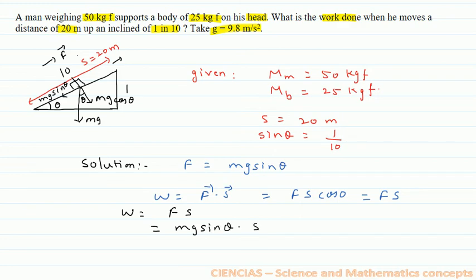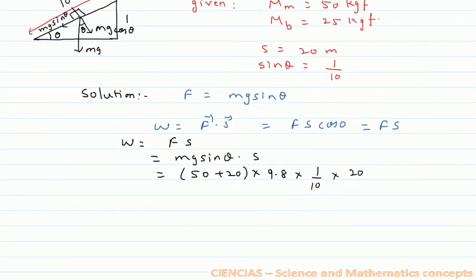into displacement s. Now the total mass will be equal to 50 plus 25 kilogram force. So (50 plus 25) into g, which is 9.8, sin theta is 1 upon 10 and displacement is 20. So on solving this, it is 75 into 9.8 into 2. Solving this, we get 1470 joule.